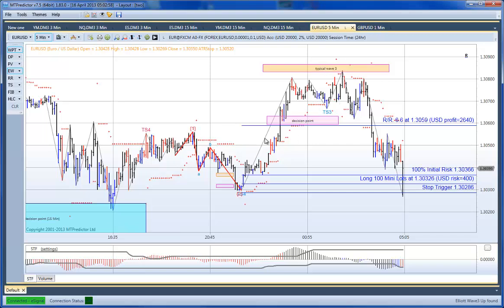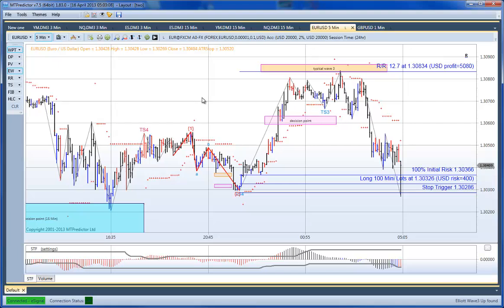The typical wave 3 WPT is then our target, because we're assuming after a wave 2 low we're going to get a wave 3 rally. And as you can see, this was an absolutely perfect example of the Holy Grail trade setup that's literally just unfolded on the Euro US dollar.